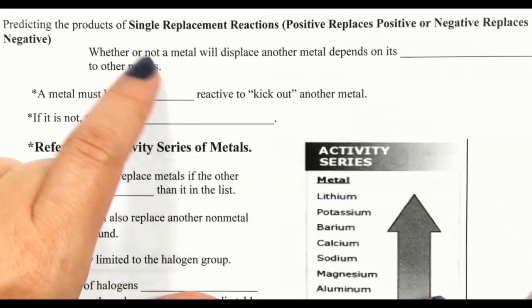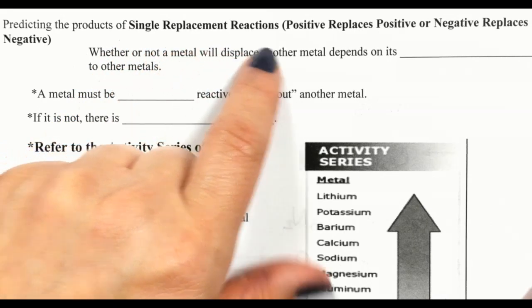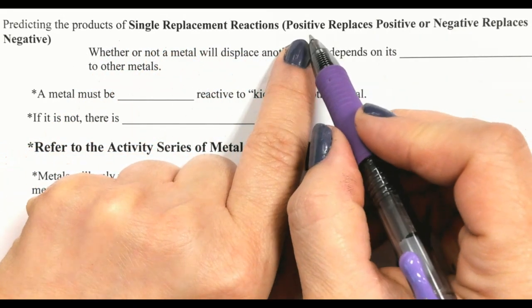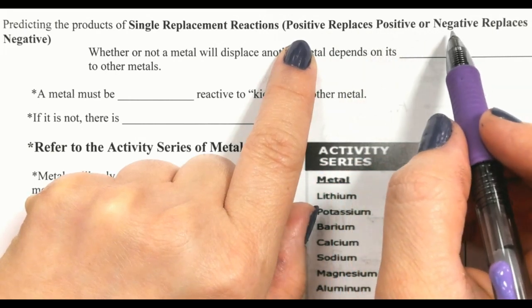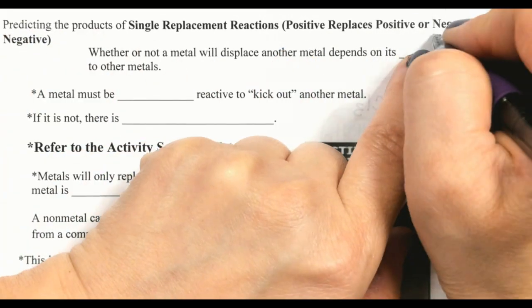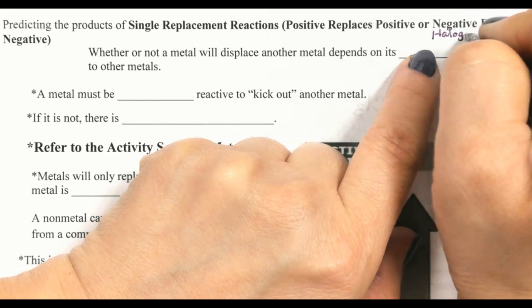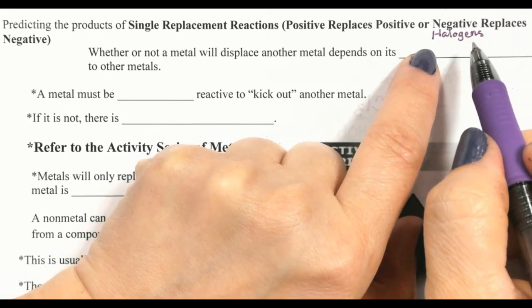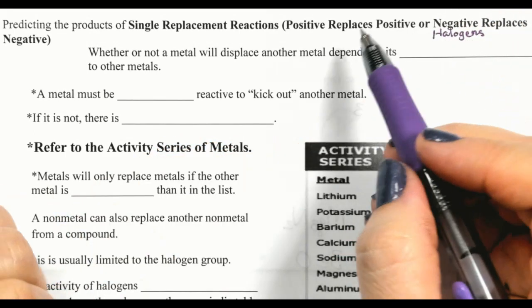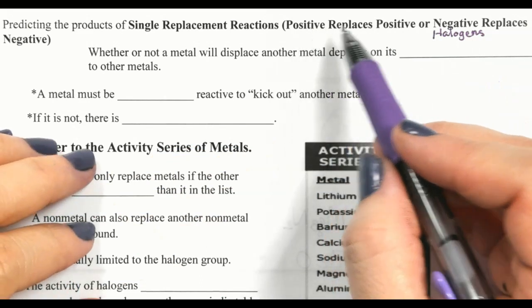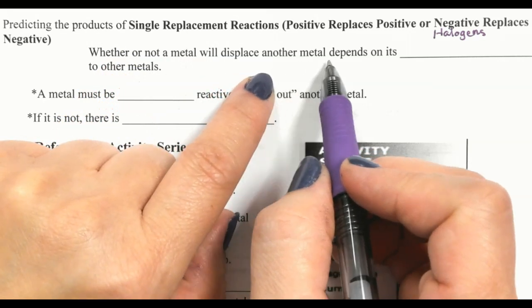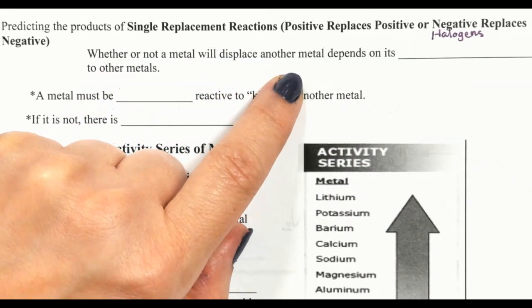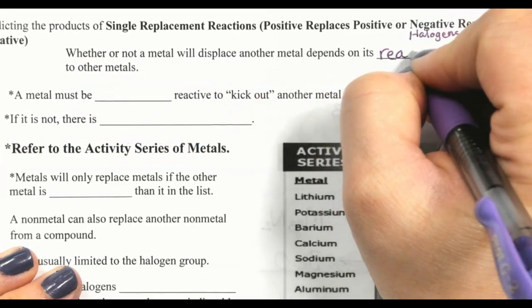Taking the products of single replacement reactions, the positive cations will replace one another, or you're going to have negative replace negative. The negatives are always going to be halogens. So if your single element's a halogen, it's going to replace another halogen. If your single element is a metal, it's going to replace another metal. So whether or not a metal will displace another metal depends on its reactivity.